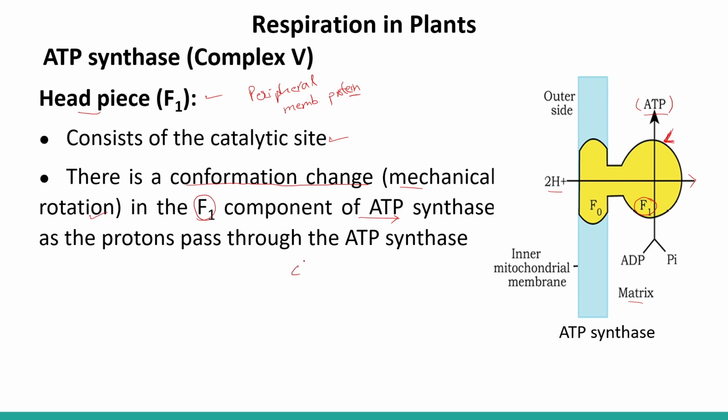This hypothesis is known as the chemiosmotic hypothesis, and this phenomenon is known as chemiosmosis. So chemiosmosis is generation of ATP by the breakdown of the proton gradient. This theory was given by Peter Mitchell.